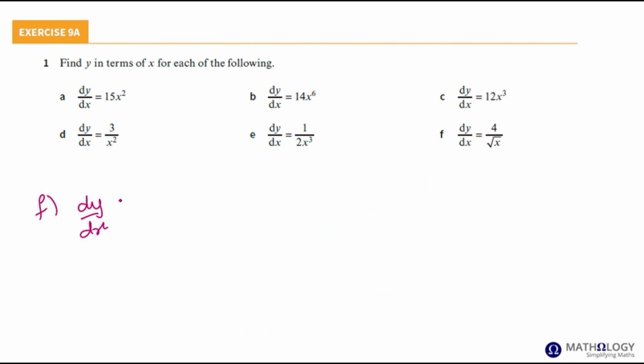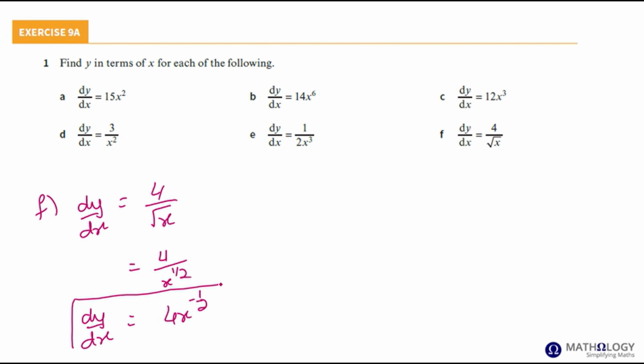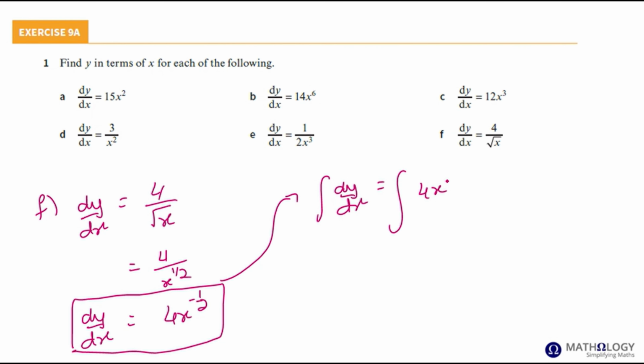dy/dx equals 4 over root x. Again, this is not in a form that we can work with, so we write root x as a power, which is x to the half, and dy/dx therefore equals 4x to the minus a half. This is in a form that we can integrate now. So the integral of dy/dx equals the integral of 4x to the minus a half dx.